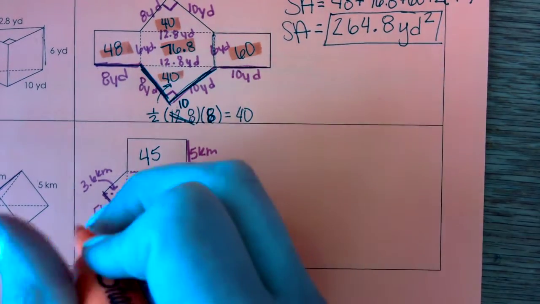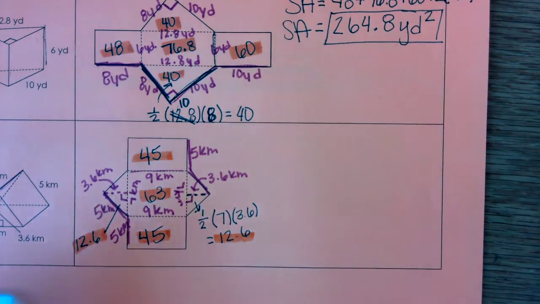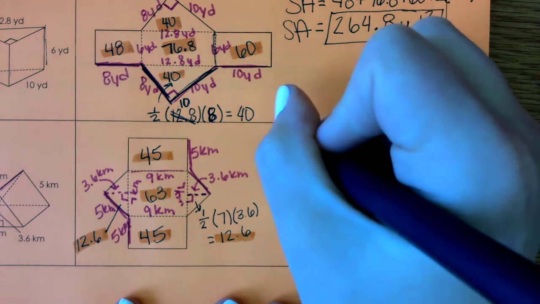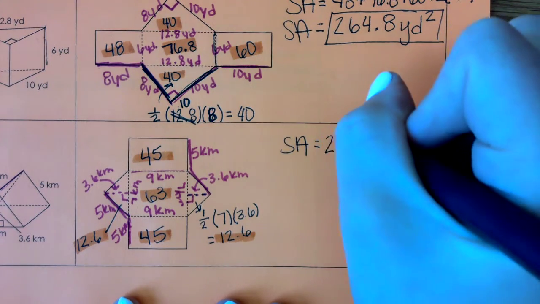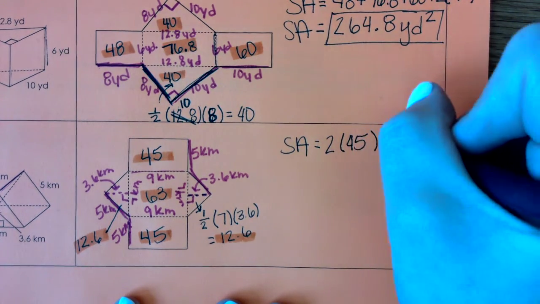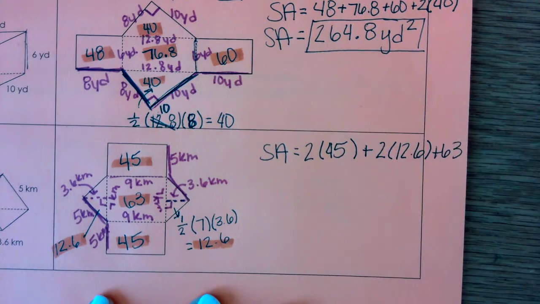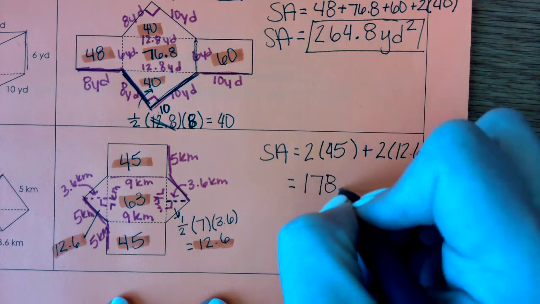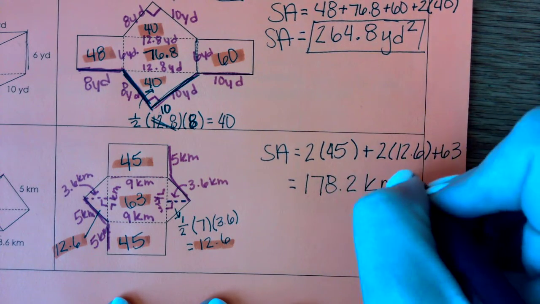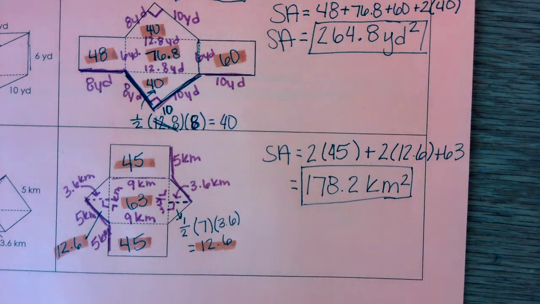Now I'm going to take my areas and add them together. So I'm going to take surface area. I'm actually going to multiply 45 by 2 as well, since my two sides are the same length. I'm going to take 12.6 times 2, then I'm going to add 63 onto there. So what's my surface area? Good. Yep, kilometers squared. There we go. Questions on this?